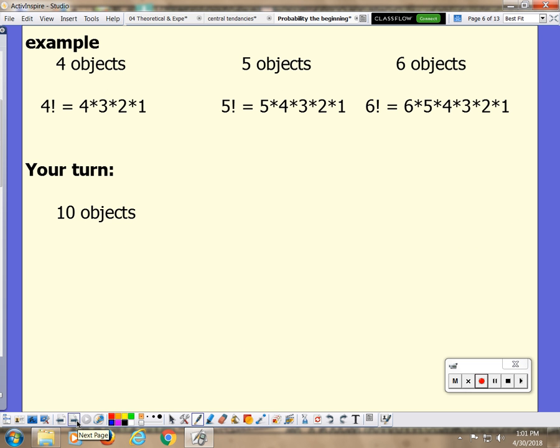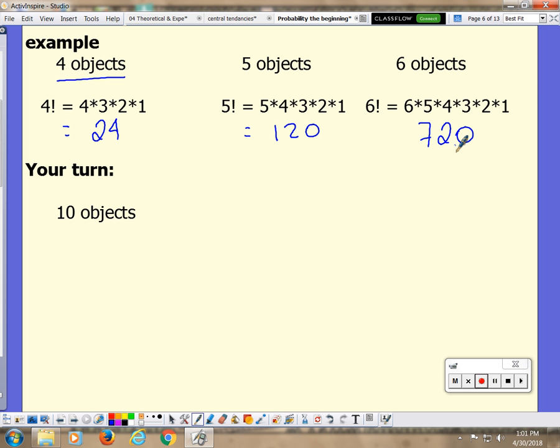So if I tell you that I have 4 objects, that means I have 4 factorial, which is the same thing as 4 times 3 times 2 times 1, and that equals 24. 5 factorial is 5 times 4 times 3 times 2 times 1, and when you multiply this together, that equals 120. 6 objects, or 6 factorial, is 6 times 5 times 4 times 3 times 2 times 1, and that is 720.